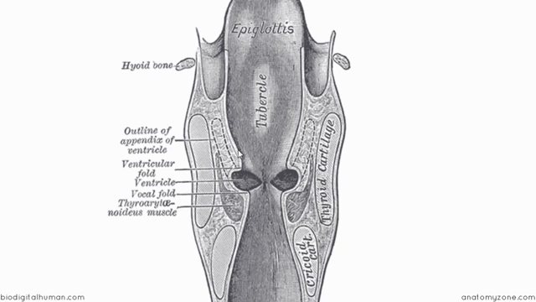So this first fold is called the vestibular fold, and this is the false vocal cord, and the second fold is the vocal fold, and this is the true vocal cord. The true vocal cord can be seen as a white structure, and the vestibular folds can be seen as a more pinkish structure. These folds divide up the larynx into three major compartments: an upper compartment, a middle compartment, and a lower compartment.